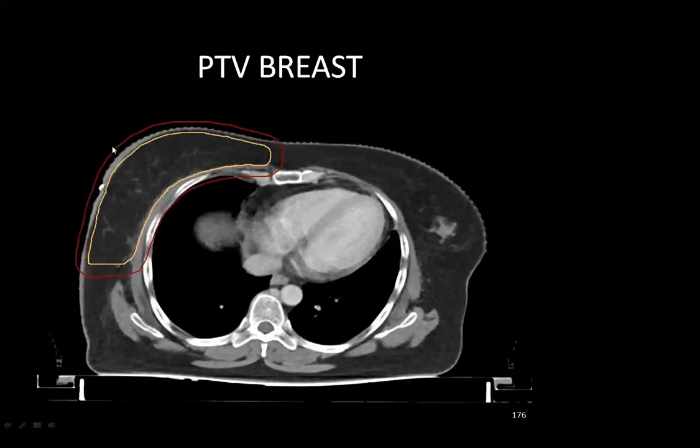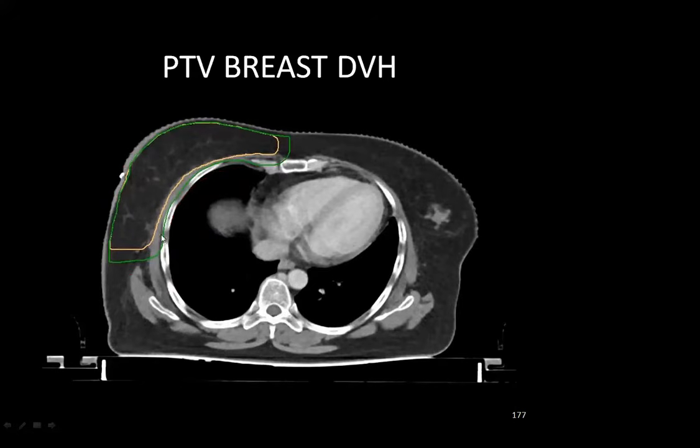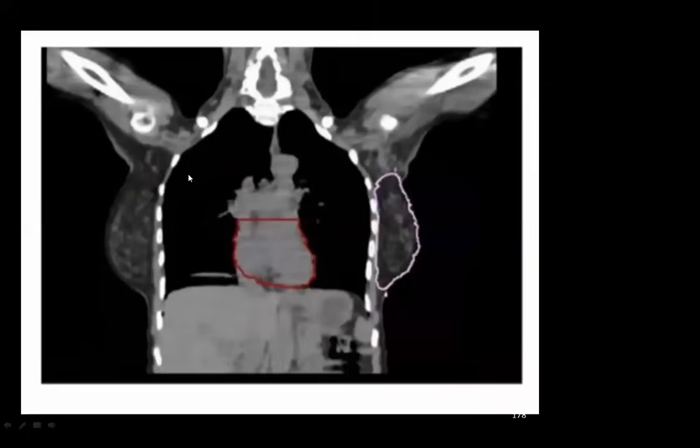If you evaluate the full PTV DVH, you will never achieve the goals. You have to evaluate the PTV breast evaluation DVH. So this will be your contour like this.